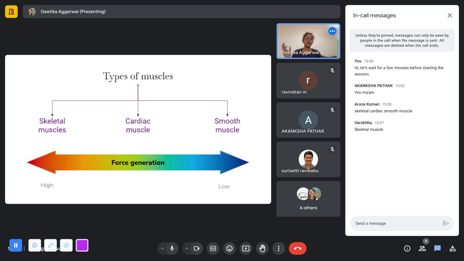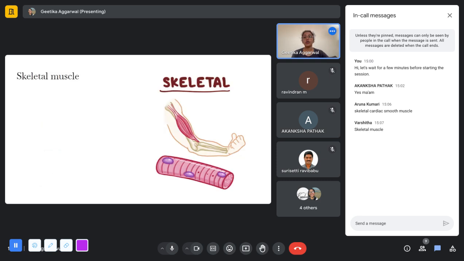So the skeletal muscles produce the highest amount of force. Cardiac muscles fall somewhere in between, producing a medium amount of force, and the smooth muscles produce the least amount of force because they are just involved in peristalsis of food and waste through our body. Okay, so let's discuss these muscles in a little more detail.